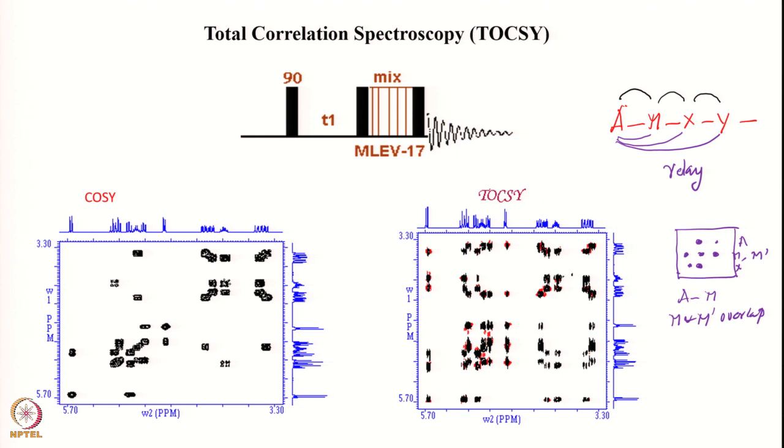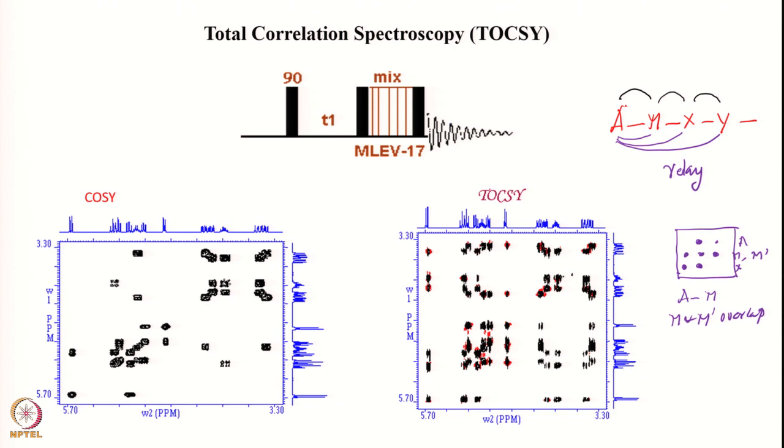Now there is an AM coupling, but if there is an M prime X coupling, but there is no MX coupling, there is no MX coupling, but there is an M prime X coupling. So I see a cross peak from M to X, but this can as well be an M prime X coupling, an M prime X cross peak. So how do you figure that out? So COSY will not be able to tell me that information, okay.